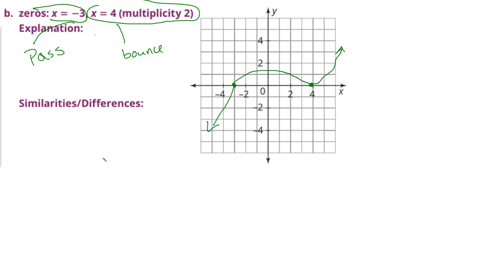But similarities and differences are going to be the same thing. We have 2 extrema. We have, this time, only 2 x-intercepts, so we have the same number of x-intercepts. We have our tails going in opposite directions. We have covered all our range, all our domain. So those are all things that you need to list like we did last time.